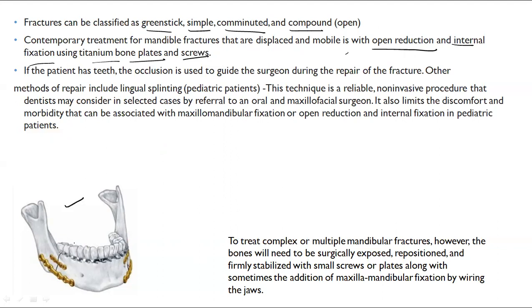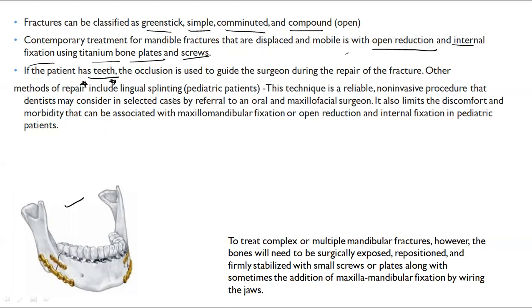So this is the diagram you can see here. There are titanium bone plates and screws that can be seen. Now, if the patient has teeth, the occlusion is used to guide the surgeon during the repair of the fracture. Other methods of repair include lingual splinting in pediatric patients. So lingual splinting is not invasive as compared to the other procedures.